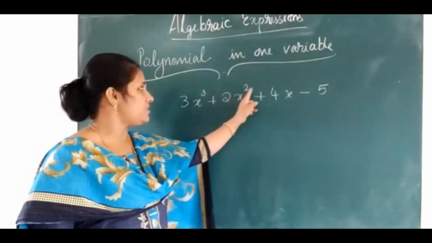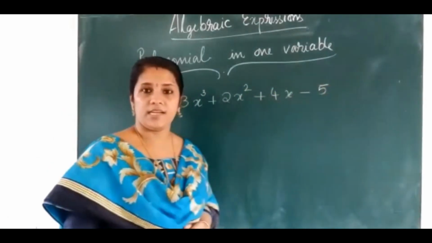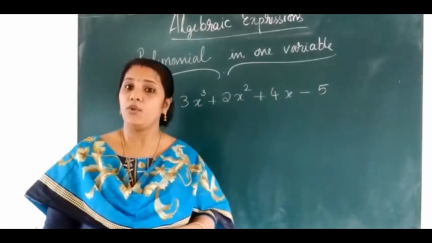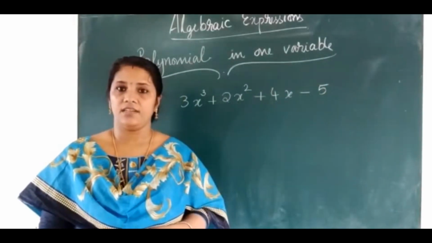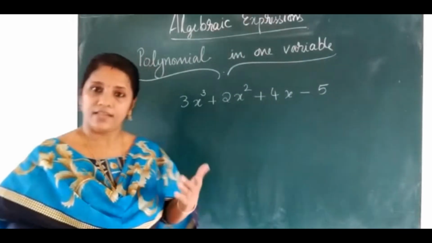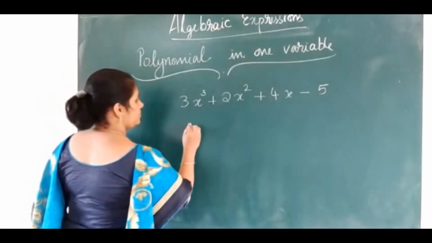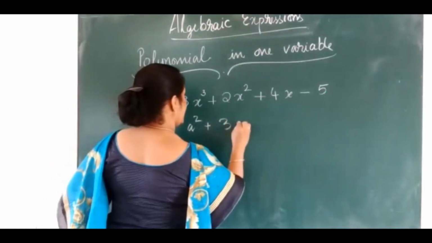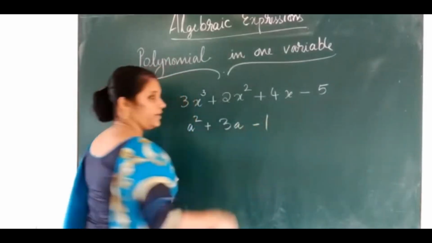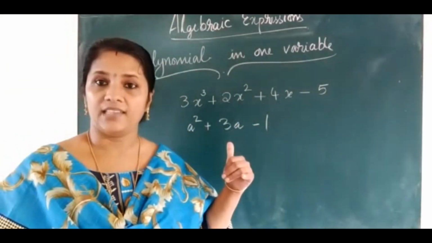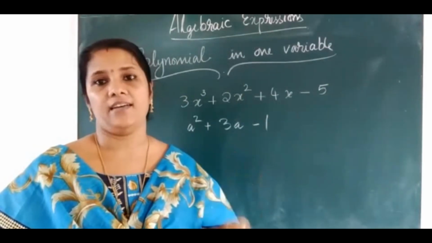Here the powers are positive, it's non-negative, and there is a constant term, right? So, this is an example for a polynomial. Let's see another example. A square plus 3a minus 1. It's another polynomial in a. The variable is a here.